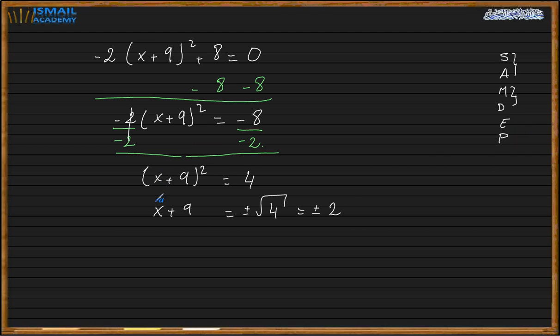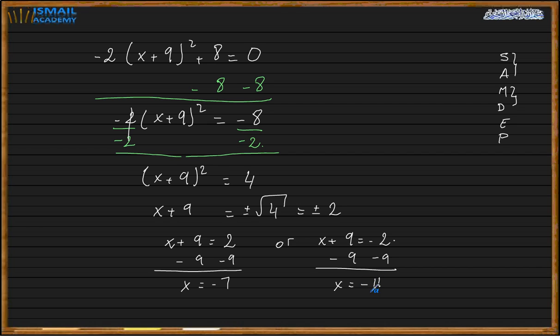Now I'm going to solve what's inside of the parentheses, which is x plus 9. So I will have x plus 9 equal plus 2, or x plus 9 equal minus 2. So I subtract 9 from both sides. x equal minus 7, and subtracting 9 from both sides, x equal minus 11. So my solution here will be minus 7 and minus 11.